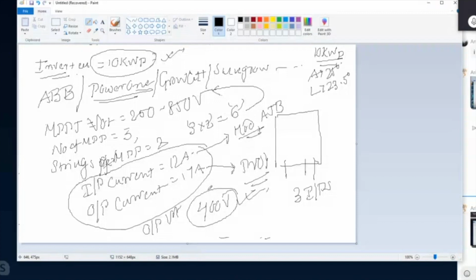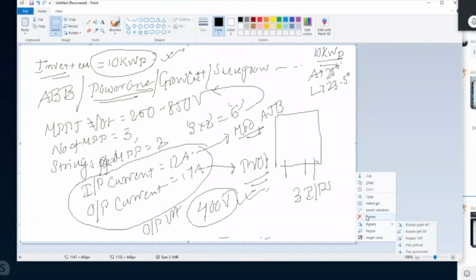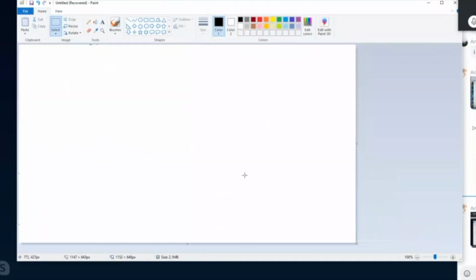Fine. Next step. First we have done the inverter designing. Next we are going to design the module. We need to select the module. Note this down, because we are going to do the same design in PVsyst. First we will do it manually, then we will do the same design in the PVsyst software.